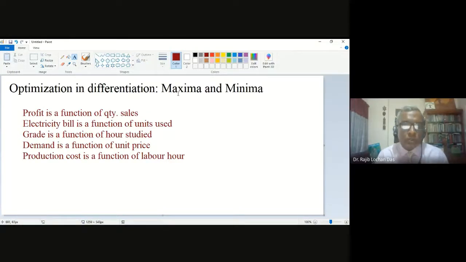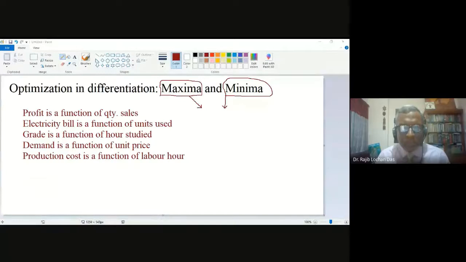There may be many different examples like this, and sometimes we actually want the maximum value of the function. So if you think about maxima or minima, then the question will come, maximum value of what, or minimum value of what? And of course it is about the function.